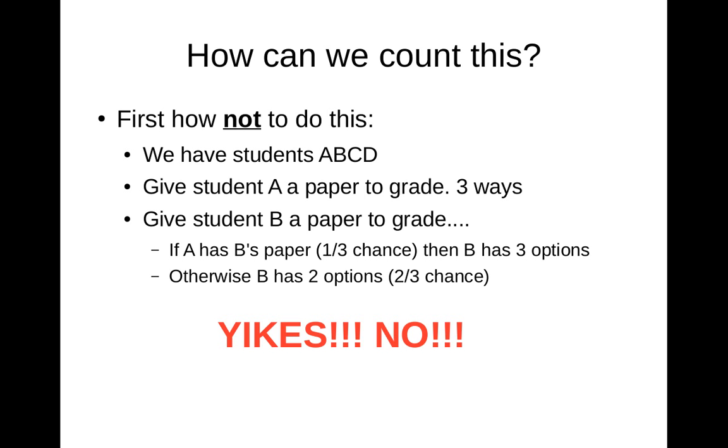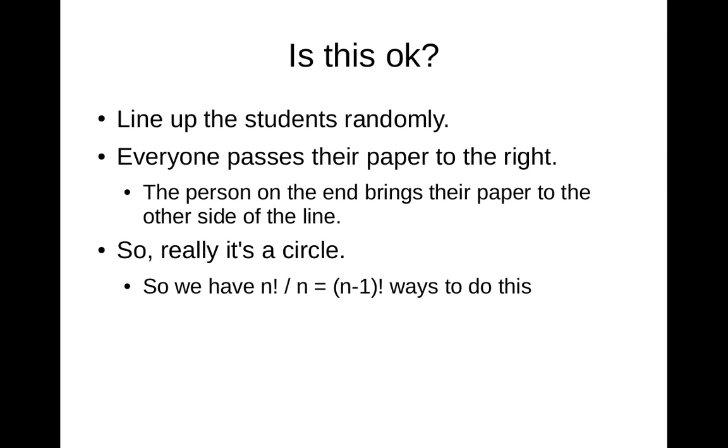Let's try something else. Let's line up all the students randomly, and everybody passes their paper to the right. This worked great in our situation with 3 people, so let's try it again. Everyone passes their paper to the right, and then the person on the end brings their paper to the other side of the line, so it's actually a circle, right? So you have n factorial ways to line everyone up, divided by n, because it really doesn't matter who's at the front of the line. So there are n minus 1 factorial ways to do this.